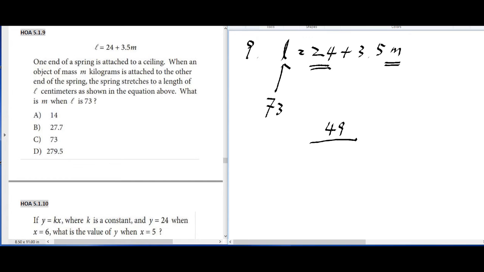Okay, over what? 3.5, right? I just write down 35, you know? Because both numbers can be divided by 7. This is 70, this is 5, right? Yeah. You can easily divide. 10, 4, right?